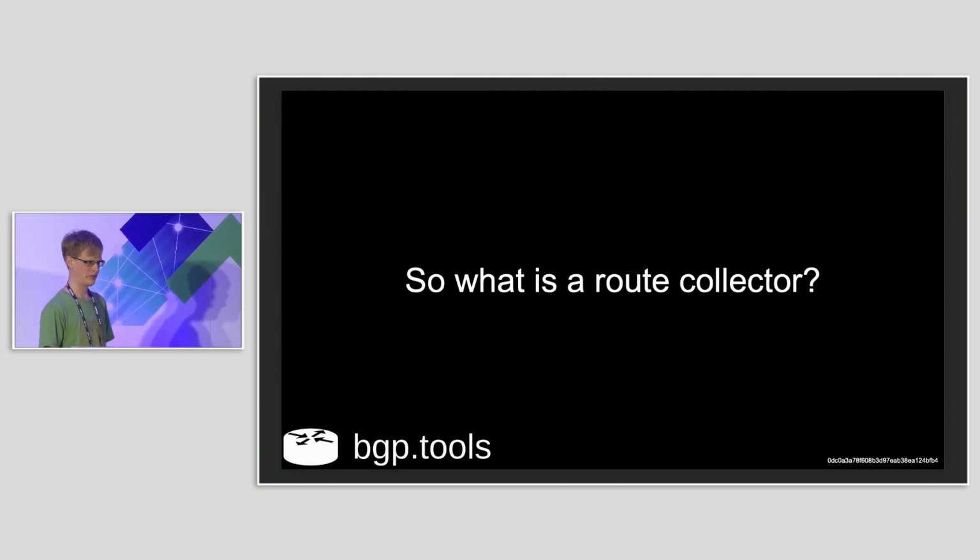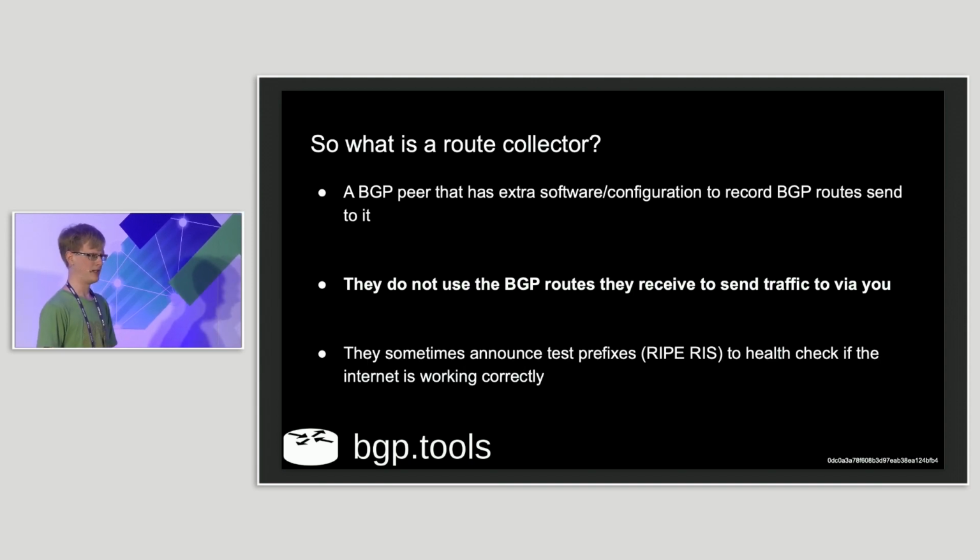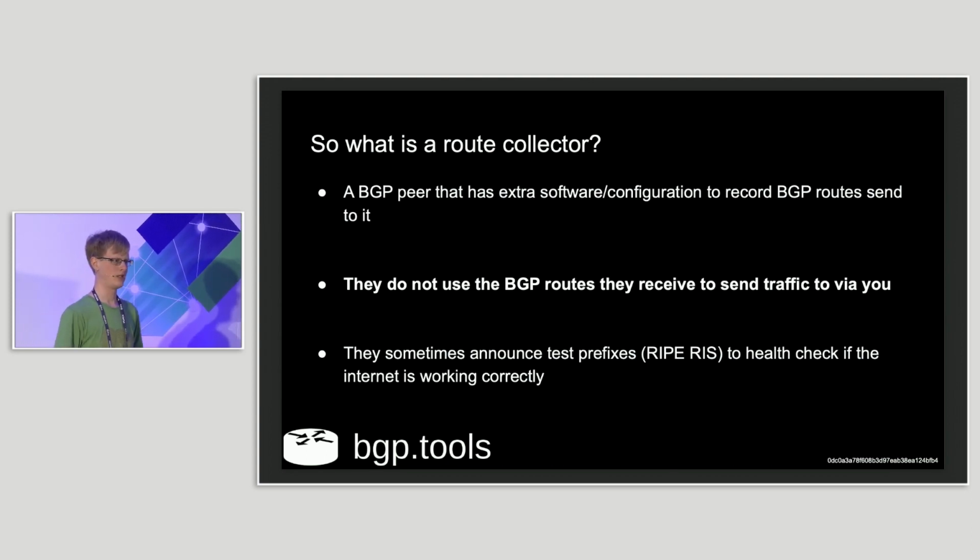If you're not familiar, what is a route collector? A route collector is basically a BGP peer, normally with some extra software and configuration to record the data that's being sent to it. Critically, it does not use the BGP routes that people send to it to deliver traffic. Route collectors basically do not send traffic to you. They just collect the metadata, the control plane data. They sometimes, in the case of RIPE-RIS, do announce test prefixes. You can do whatever you want with these test prefixes. I think the general vibe from RIPE-RIS is that you should carry these as if they are customer prefixes, but don't quote me on that.